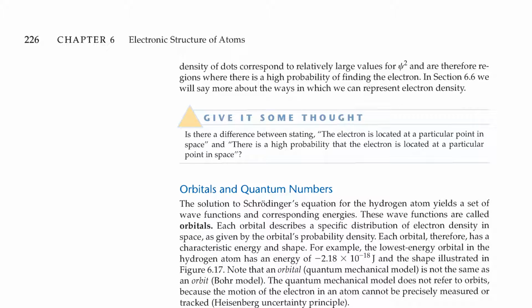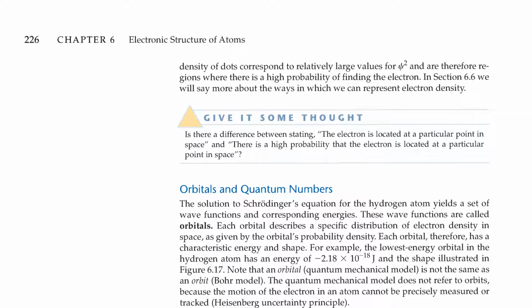Orbitals and Quantum Numbers. The solution to Schrödinger's equation for the hydrogen atom yields a set of wave functions and corresponding energies. These wave functions are called orbitals. Each orbital describes a specific distribution of electron density in space as given by the orbital's probability density. Each orbital, therefore, has a characteristic energy and shape. For example, the lowest energy orbital in the hydrogen atom has an energy of negative 2.18 times 10 to the negative 18 joules, and the shape illustrated in Figure 6.17.